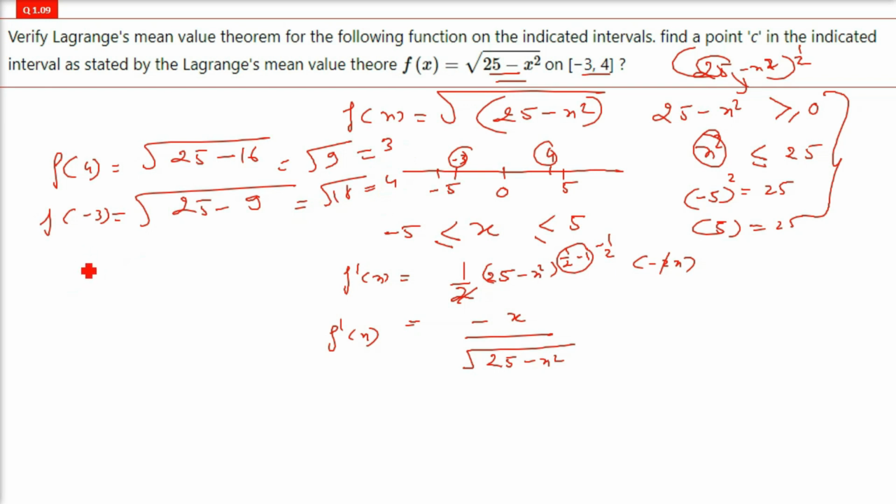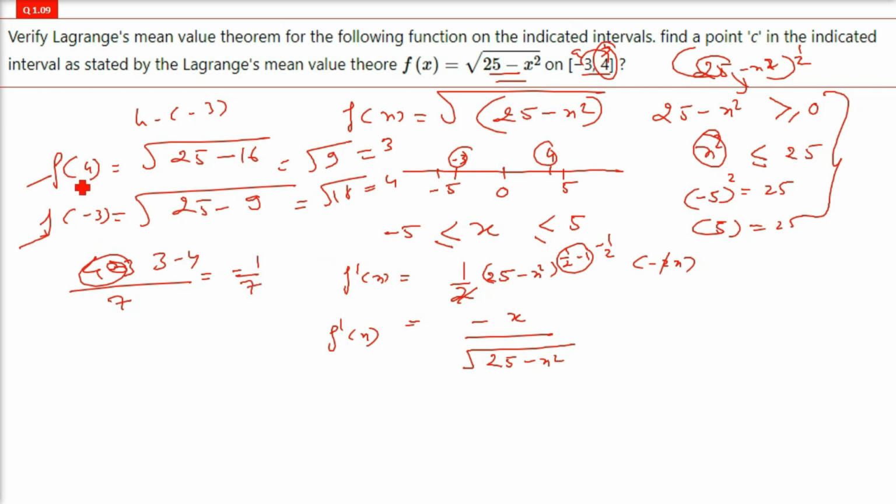So you get f(b) minus f(a), that is 3 minus 4. I'm just changing it, okay. It's f(b) minus f(a) divided by b minus a, that is f(4) minus f(minus 3) divided by 4 minus of minus 3. So it will be negative 1 by 7. This is negative 1 by 7. So you can just equate it with negative 1 by 7.